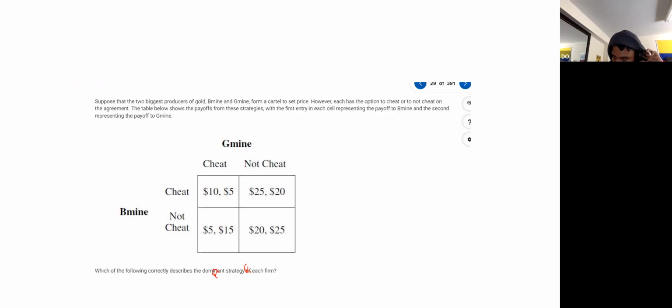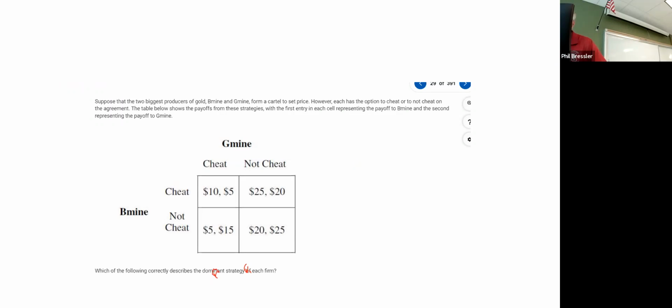Let's do a little game theory. Just figure out the dominant strategy for each one of these. I'll give you a minute or two to figure out the dominant strategy for each one.